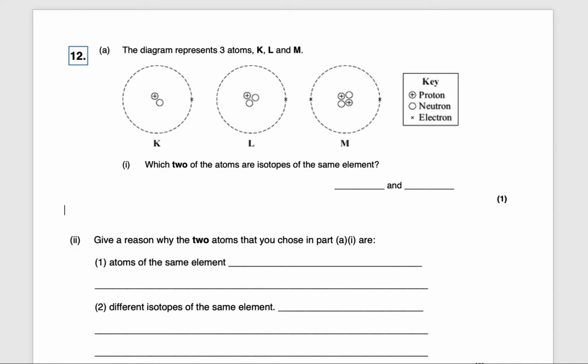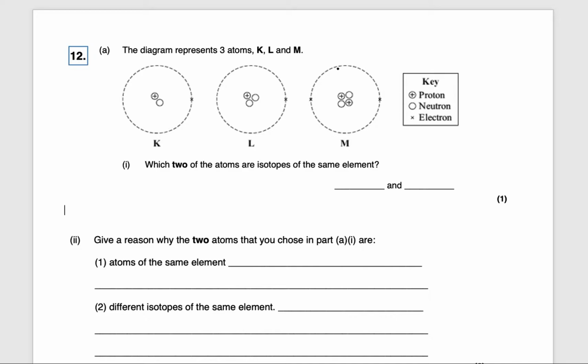Our first exam question states, the diagram represents three atoms K, L and M. Which two of the atoms are isotopes of the same element? Again, we're given a key this time. We have protons, neutrons and electrons. Remember, isotopes contain a different number of neutrons but the same number of protons.